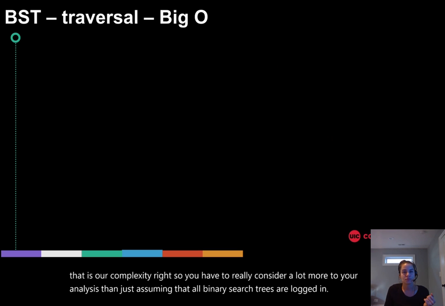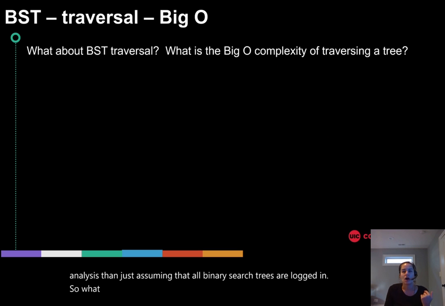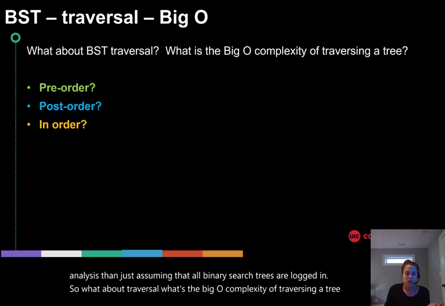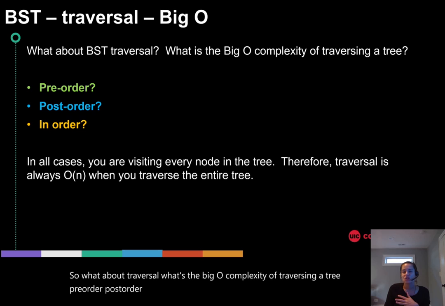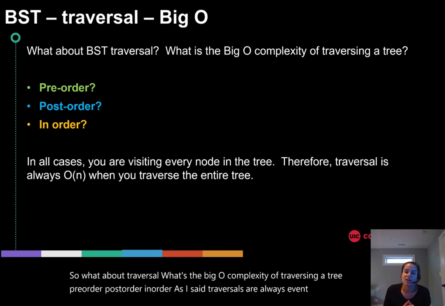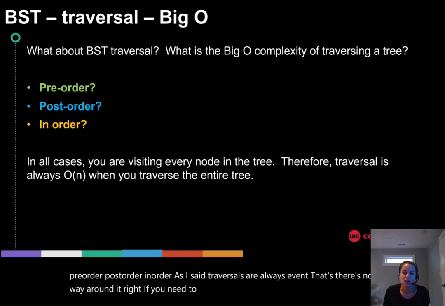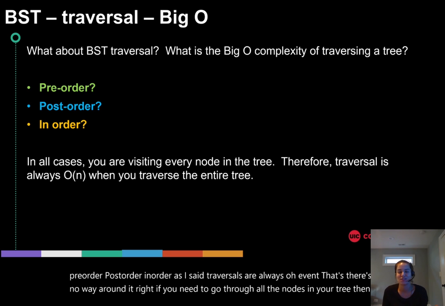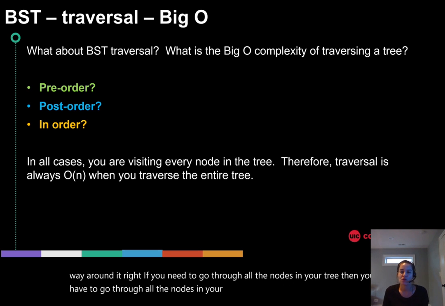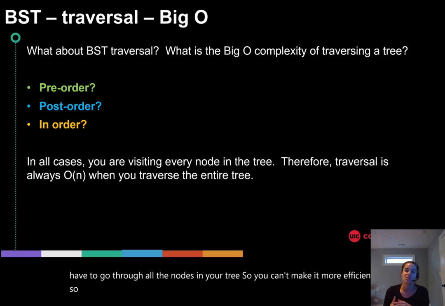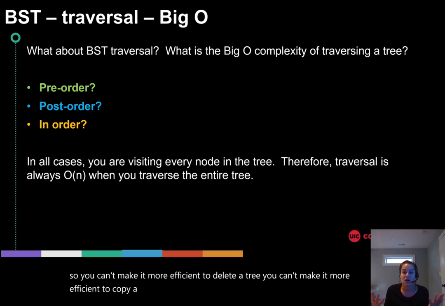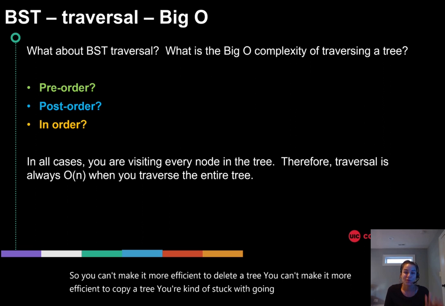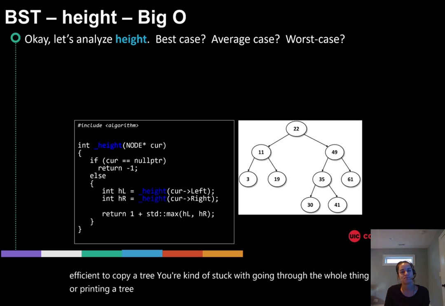Insert. So what about traversal? What's the big O complexity of traversing a tree? Pre-order, post-order, in-order? As I said, traversals are always O(n). There's no way around it, right? If you need to go through all the nodes in your tree, then you have to go through all the nodes in your tree. So you can't make it more efficient. You can't make it more efficient to delete a tree. You can't make it more efficient to copy a tree. You're kind of stuck with going through the whole thing. Or printing a tree, right? That's another case.